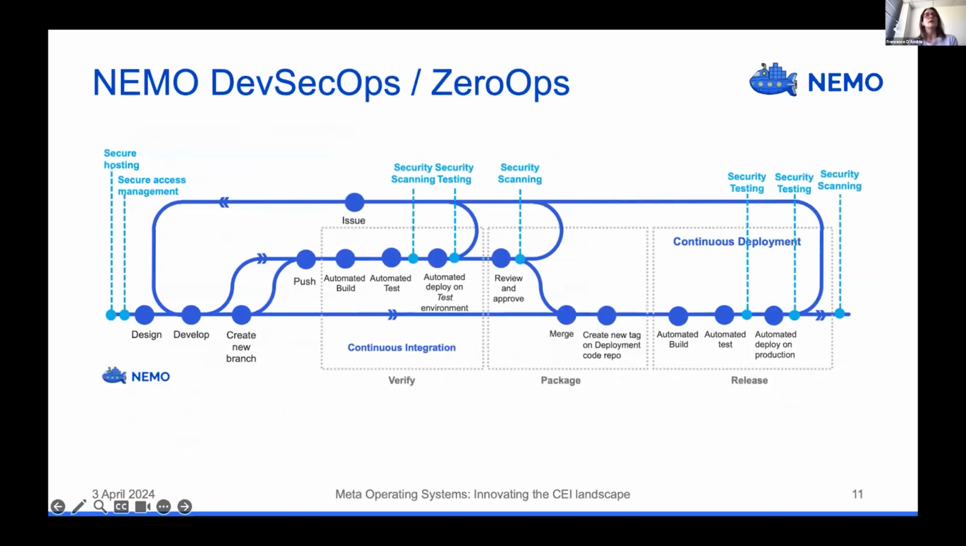So, automation is core at all parts, I would say, of this developed MetaOS. We can see here how we have implemented the DevSecOps approach in NEMO.